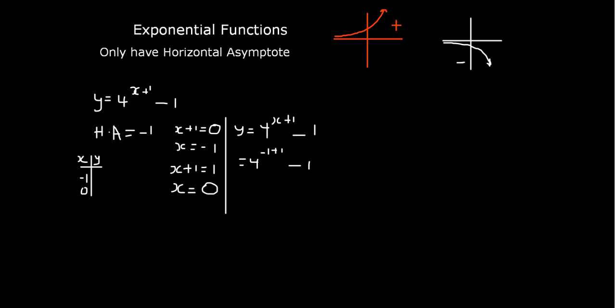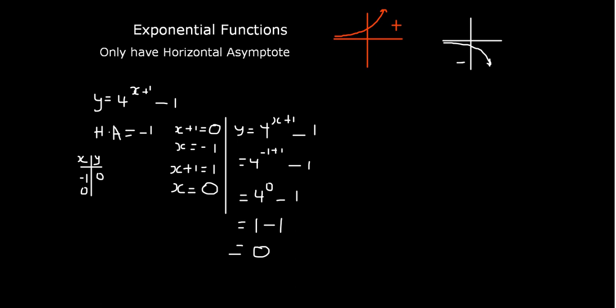So negative 1 plus 1 is 0. So it's 4 to the power 0, and anything to the power 0 is 1. You have to know that anything to the power 0 is 1. For your benefit, let's put this 4 to the power 0, minus 1. So then it will be 1 minus 1, which means our y here will be 0.